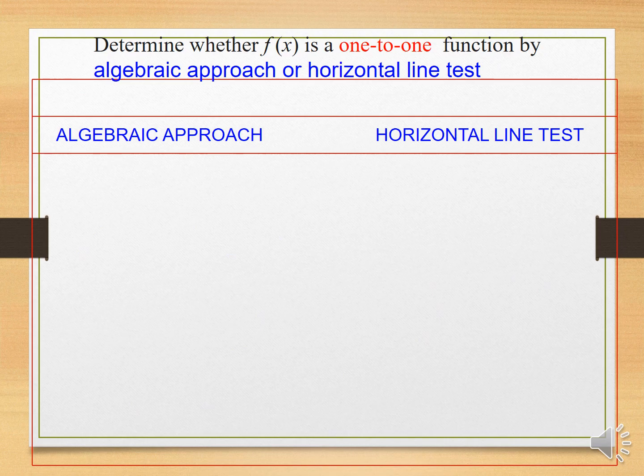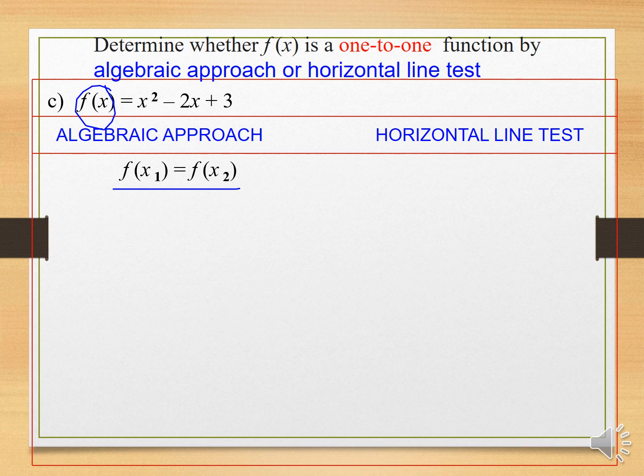Determine whether f(x) is a one-to-one function by the algebraic approach or the horizontal line test, for the function f(x) equals x squared minus 2x plus 3. By using the algebraic approach, we begin with let f(x1) equals f(x2). Therefore, f(x1) from the function equals x1 squared minus 2x1 plus 3, and for f(x2) we get x2 squared minus 2x2 plus 3.